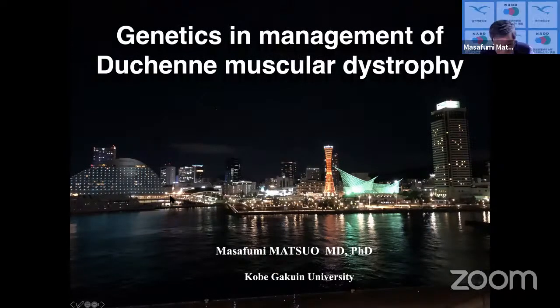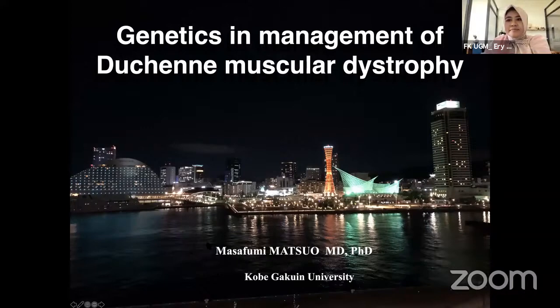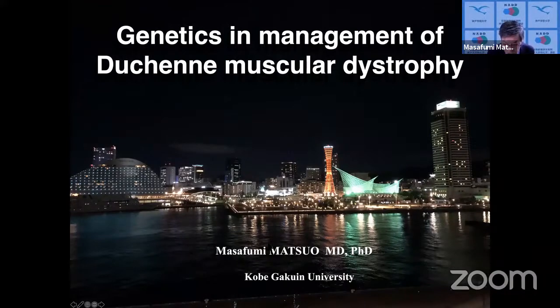Okay, I'll repeat again. Good morning, and thank you very much for the kind introduction. I am Matsuo, Kobe Gakuin University. First of all, I want to thank Dr. Rusdy for the invitation to this lecture. This slide shows another view of Kobe, having a red tower in the middle. It's called Port Tower. The title of my talk today is Genetics in Management of Duchenne Muscular Dystrophy.